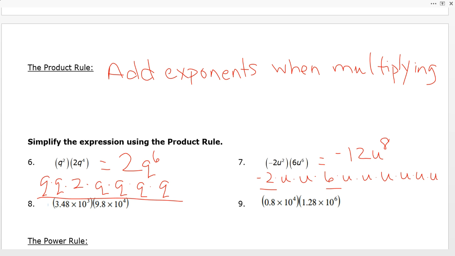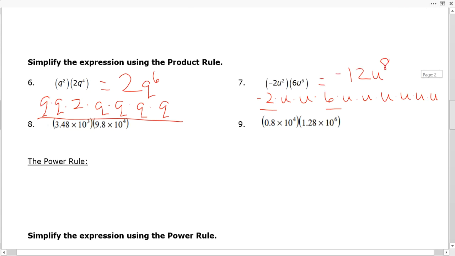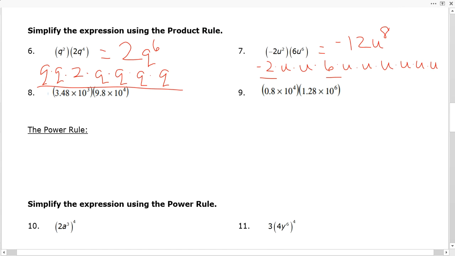Okay, 8 and 9 are scientific notation. And you probably, hopefully, remember scientific notation. You always have your decimal in the second spot, and your 10 tells you how many places you're moving the decimal. So this is the same as, if I move that decimal 3 places, I would have 3, 4, 8, 0, and 9, 8, 0, 0, 0 would be moving the decimal 4 places.